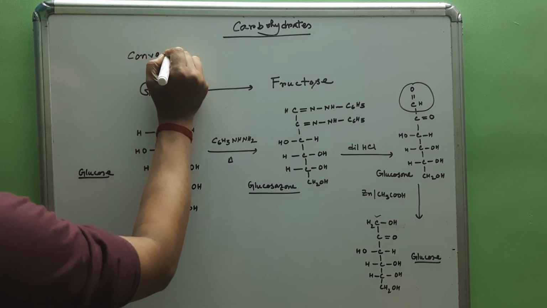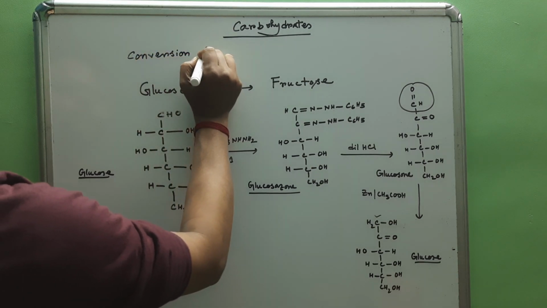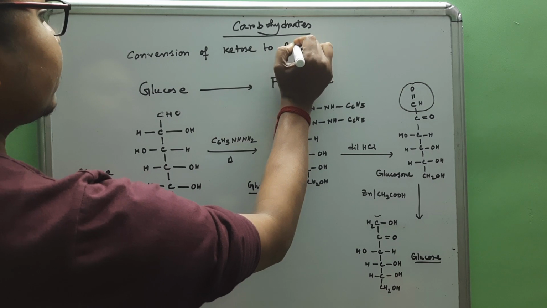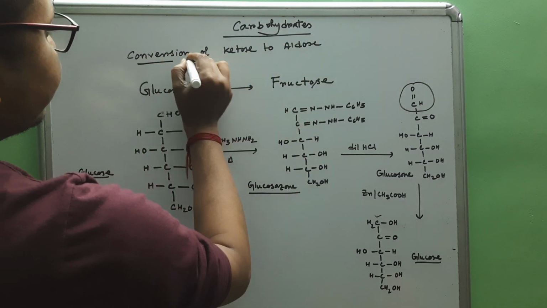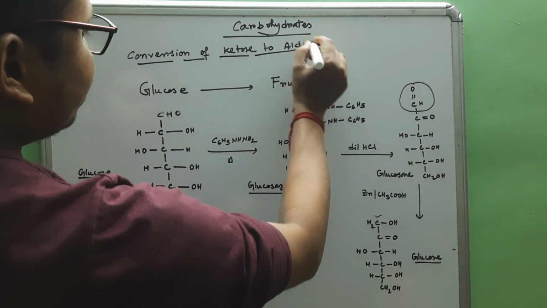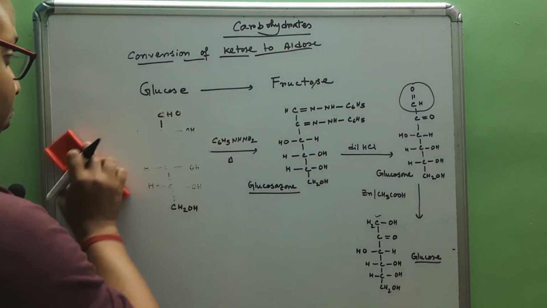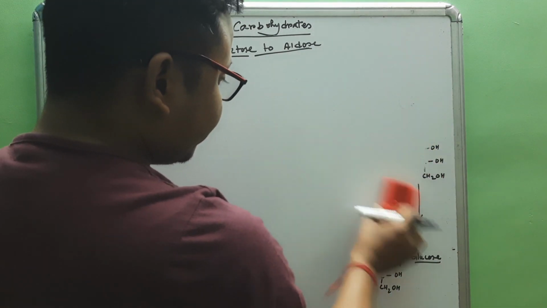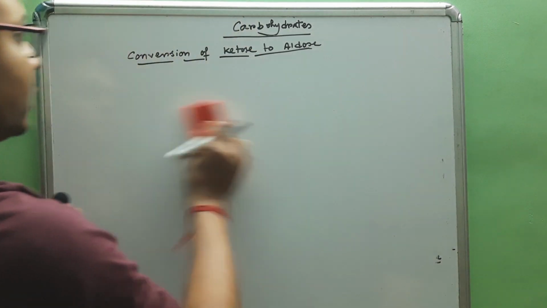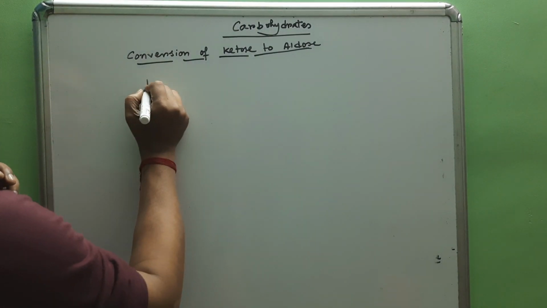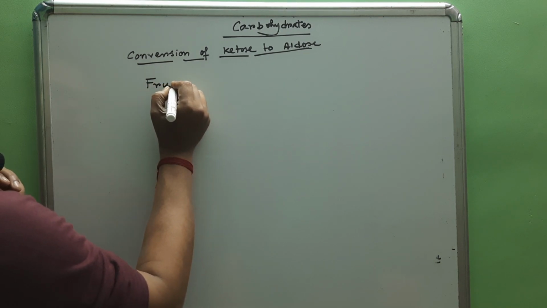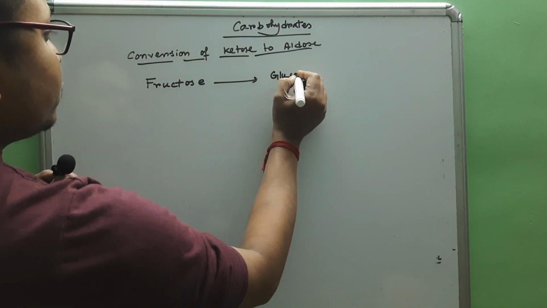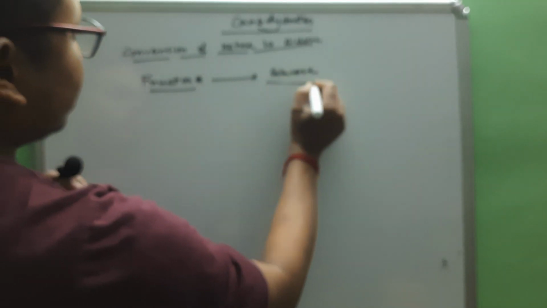In my personal experience, these two reactions are very useful, where basically the broad question comes. These two particular reactions are very important. So the conversion of ketose to aldose, that is from fructose to glucose, the preparation of glucose from fructose.